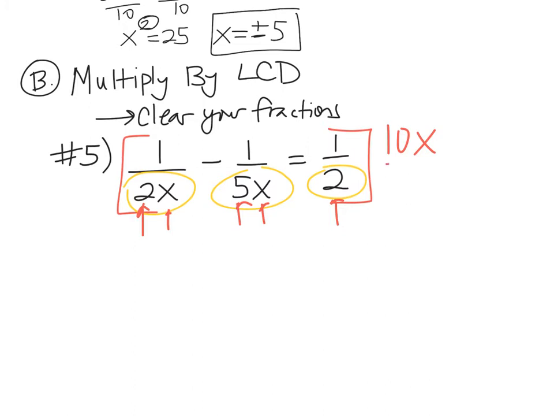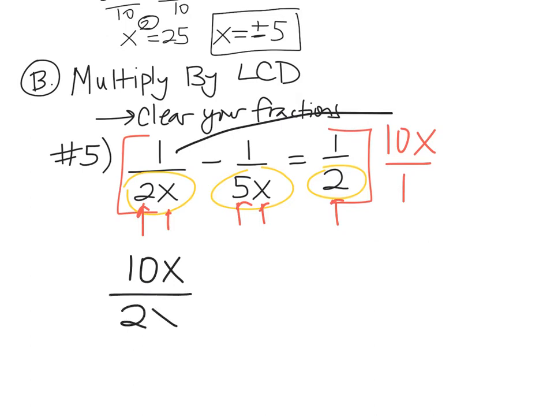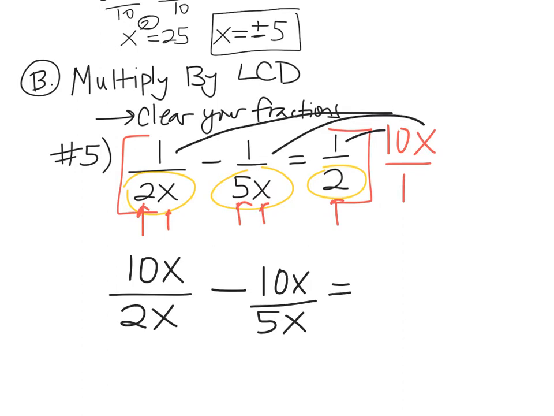Now when you're multiplying fractions, remember the 10x is going to go to the top of all of them. Okay? So here we go. Take 10x and multiply it times 1 over 2x. You will get 10x over 2x. And I'm going to fix that in a minute. Okay? Over here, 10x times 1 over 5x is 10x over 5x. We're going to fix that in a minute too. And then here, every single thing, remember, in an equation, whatever you do to one side, you do to the other. So this becomes 10x times 1 over 2.